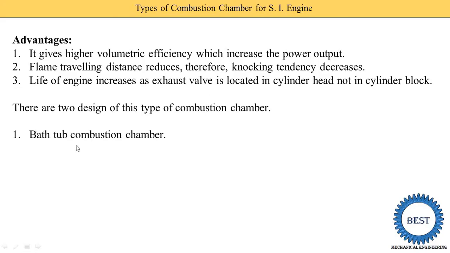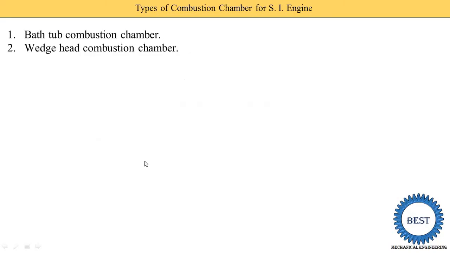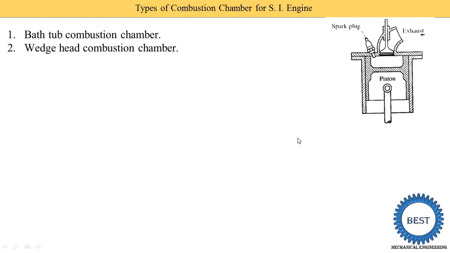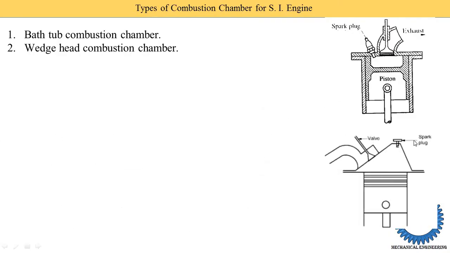There are two designs of this type of combustion chamber. One is known as the bathtub combustion chamber and the second is known as the wedge head combustion chamber. Here you see this figure of the bathtub type. The valve is provided at the center, so it looks like a bathtub shape here. And the second is the wedge head. Wedge head means it has an inclined surface. It is known as the wedge head type.